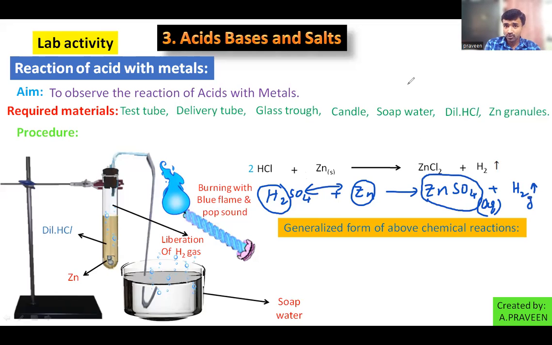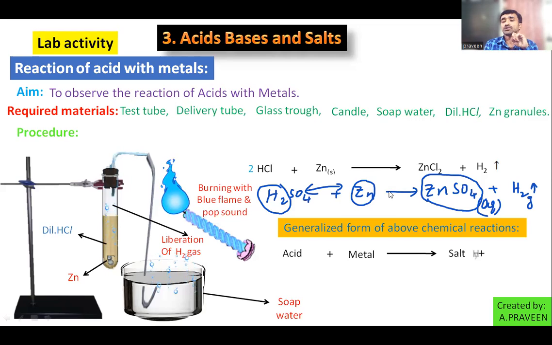Now I am able to write the generalized equation, the reaction between the acid and the metal. What products are commonly observed? It may be zinc chloride or zinc sulfate. What are they chemically? Salts, in liquid form, called aqueous solutions. So the generalized equation is: the reaction between the acid and the metal produces salt and liberation of a gas called hydrogen.